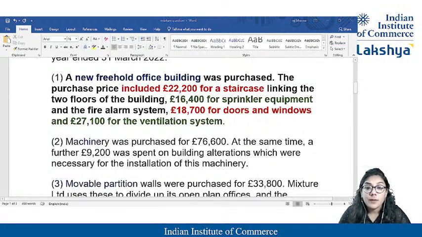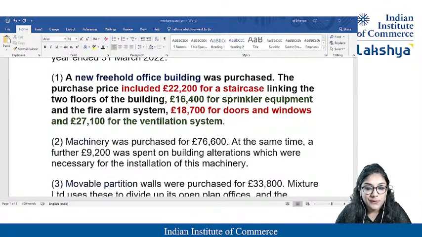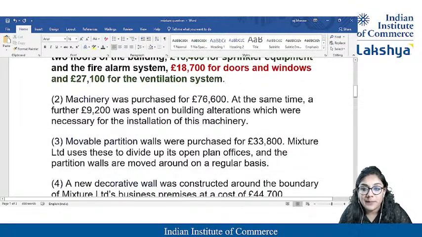So anything which is attached to the building, which is required for the building to be in a proper structure, is to be added. Now, whatever is shown extra, that will be for the machinery. Let's go ahead to the second part.